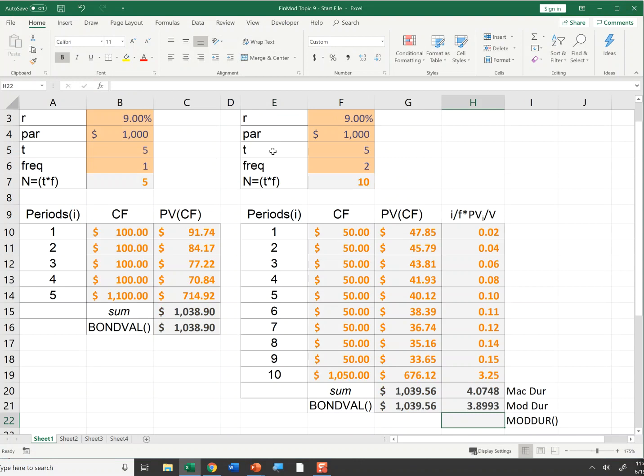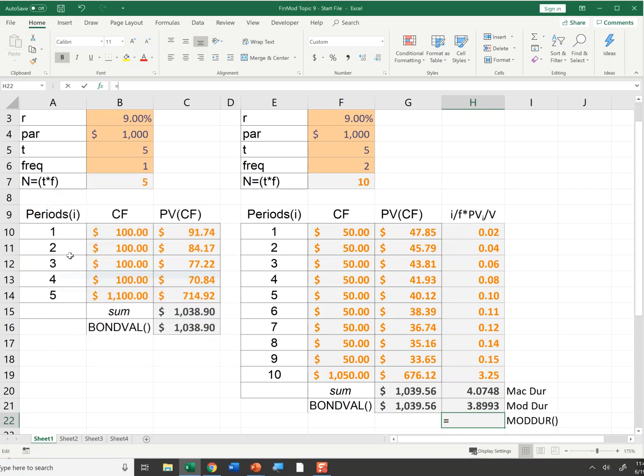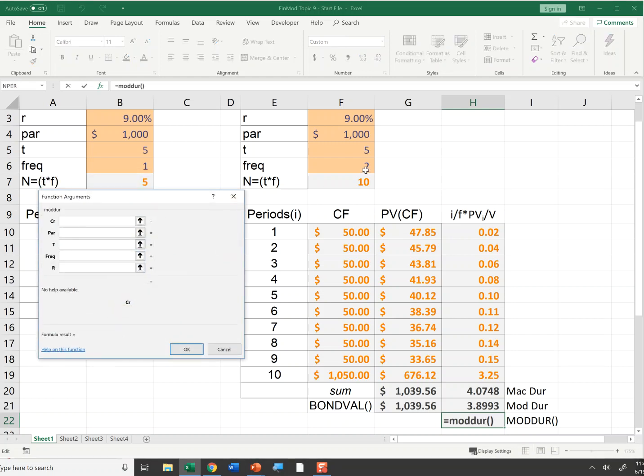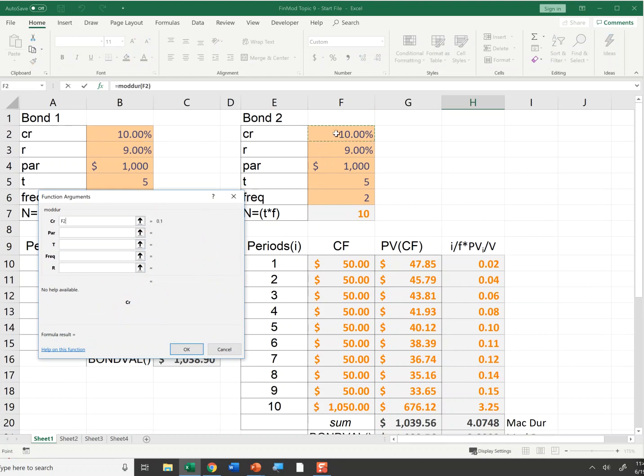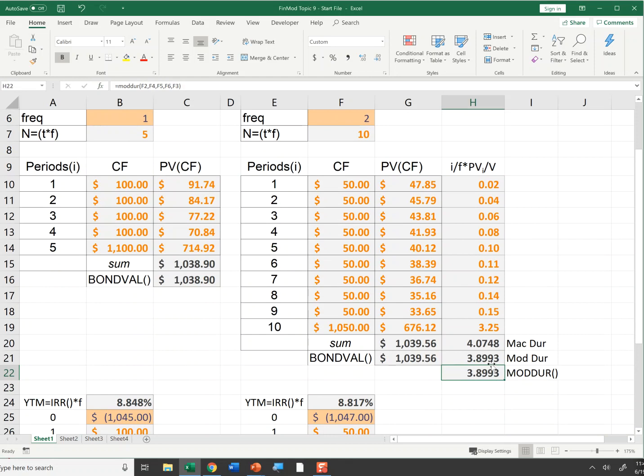So I'm going to delete this out, insert a function, look for modder, and go ahead and put my parameters in. Coupon, par, maturity, frequency, R. And there's my 3.899 years of modified duration.